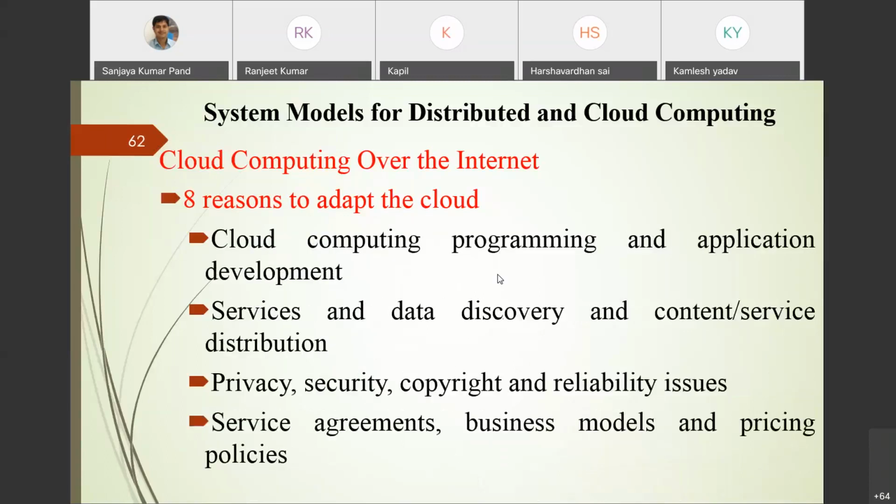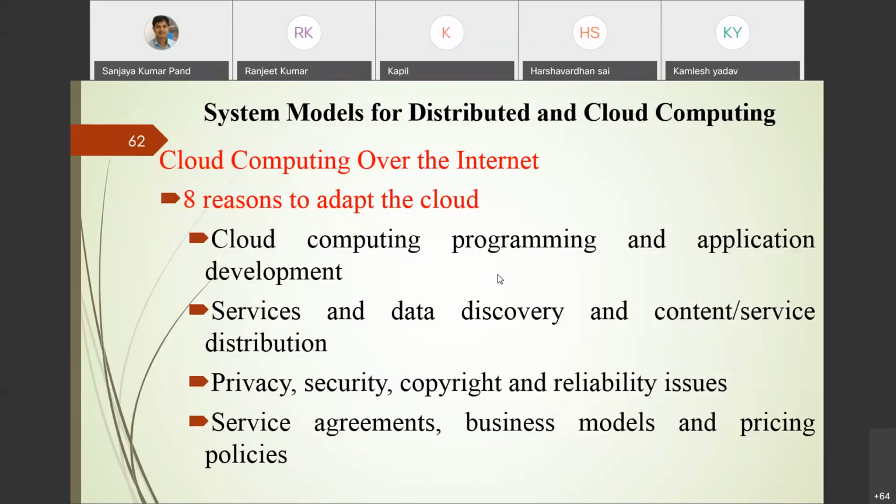Next is cloud computing programming and development. The applications you have developed, or the programming you are doing, you have to ensure that these are done in a very flexible manner, and the resource requirement for these applications can be increased or decreased at any point of time. Such types of adaptation should be provided by the cloud.